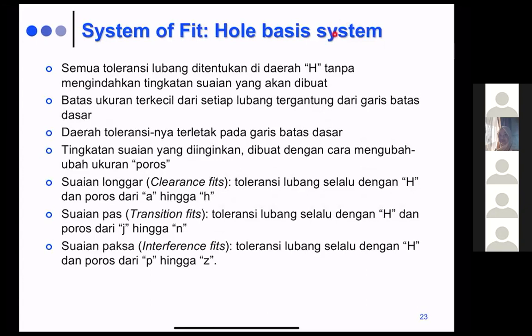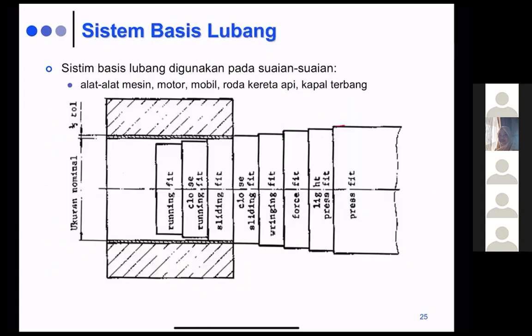So in the hole-based system, all the tolerance is determined in the H, without regard to the fit, tanpa mengindahkan tingkatan suaian yang akan dibuat. There are also some codes in it, like capital H, and the smaller letters from A to H, and also the transition and the interference. I think it's better if I explain this one to you. This is called the hole-based system.